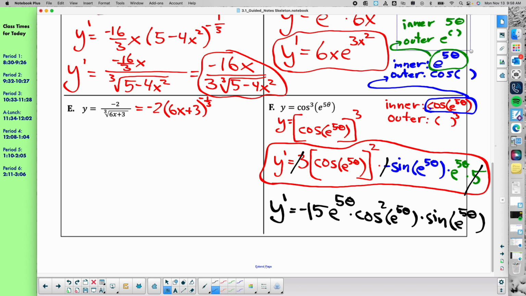I ignore everything else and I focus only on cosine e^(5 theta). I know the derivative of cosine of anything is negative sine of the same thing. The angle will never change. So the derivative of cosine is negative sine, same angle. Then I have to take the derivative of the angle. So I'm just working my way in. The derivative of e to the 5 theta would be e to the 5 theta times the derivative of 5 theta. I work my way from the outside in and keep taking derivatives if I need to.